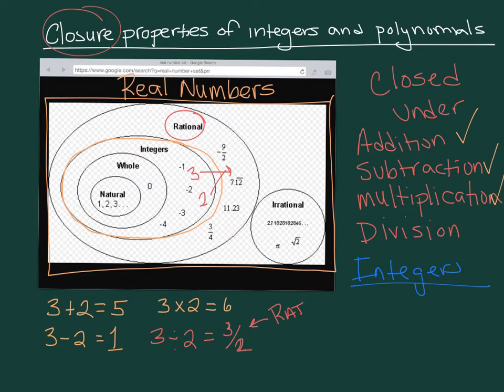But if I did 3 divide 3, I would get 1. So wait, sometimes that would be rational, and other times it would actually be an integer, right? So 3 divide 2 created a rational number, but 3 divide 3, 3 and 3 are both integers, and the result became an integer again. So therefore, that is an integer, which means it's closed. So in this case, it's closed here, but it's open here.